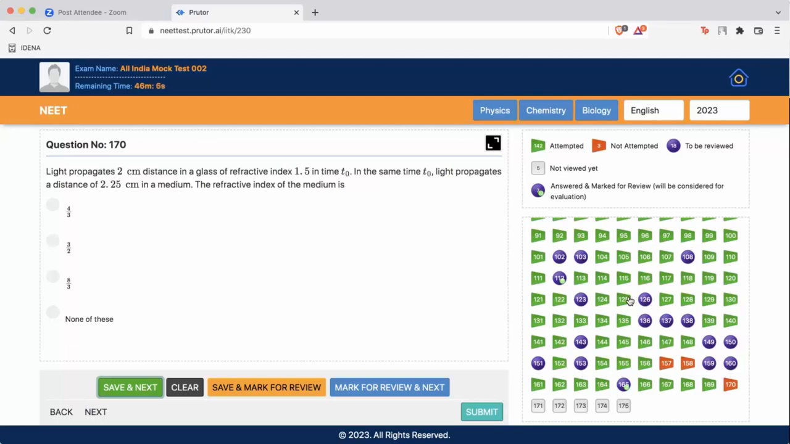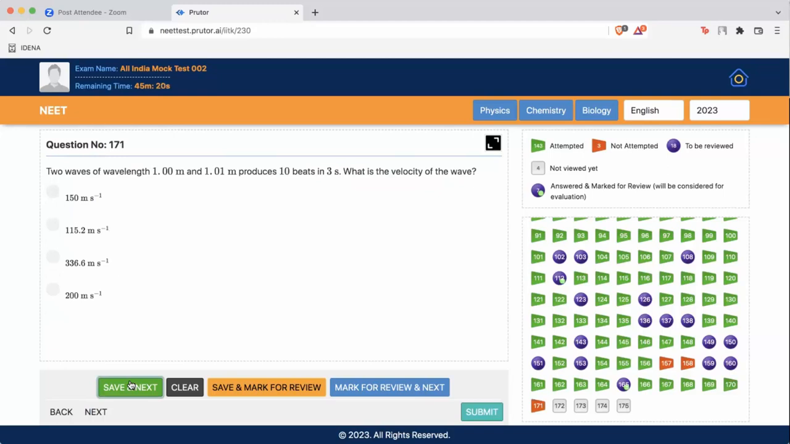Okay. In some time t, it travels 1.5 into 2. And in the same time t, it travels some mu into 2.25. So 1.5 into 2 by 2.25. I'm getting 3 by 2.25, which is nothing but 12 by 9, which is 4 by 3. Here mu x is the distance displaced, how much it travels in the same time in one medium, and mu dash x in the other.